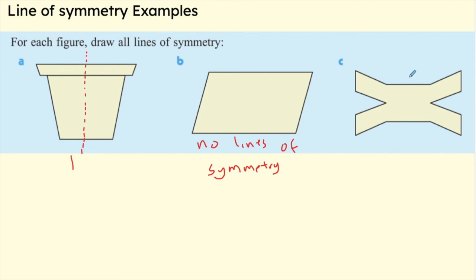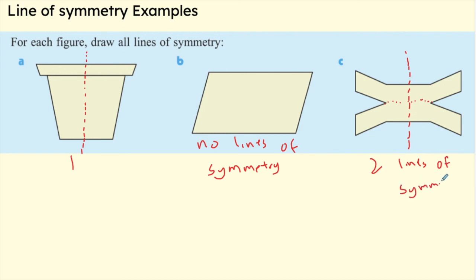Now take a look at C. What do you think? This right side looks the same as the left side. If I cut it in half, would that work? Yeah, that would work. I could fold it over that way. What if I cut it top to bottom and fold it that way? Yeah, that would fold back down. Could I go diagonally, like maybe through this? No, that wouldn't work. Could I go like this? No, that one wouldn't work either. So this has two lines of symmetry.